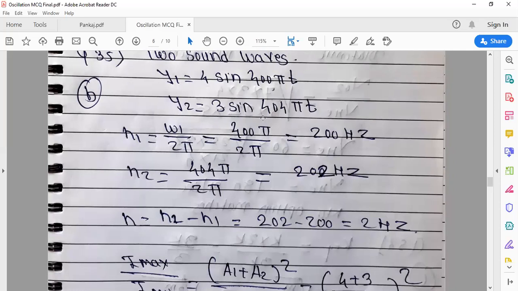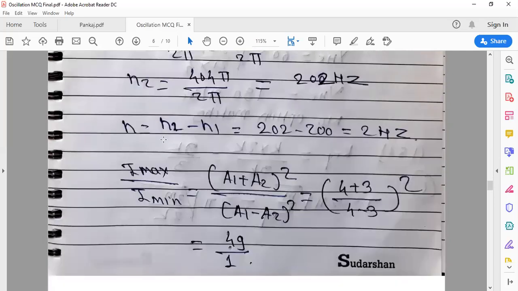So you have to calculate the intensity first, then you get the value of frequency as well as the ratio of intensity, because all the options are given in terms of frequency and the ratio of intensity. So write down the n1 value. From this one, n1 is equal to omega 1 upon 2 pi, omega is equal to 400 pi, in the second case 404 pi. So we get n1 and n2 equal to 200 hertz and 202 hertz.